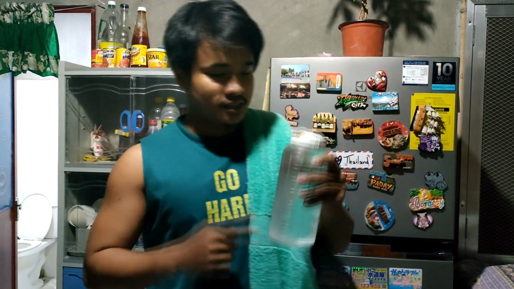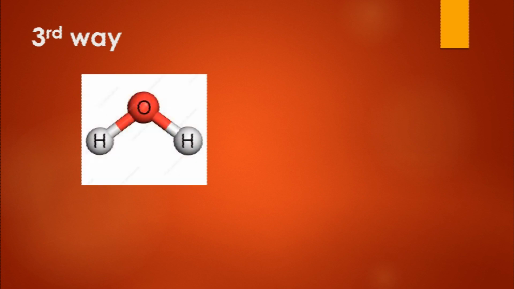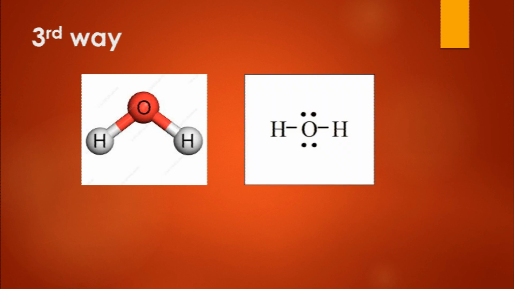And now, let's find out the polarity of the most popular molecule in the world, and that is water. Okay, let's find out. Let's determine the polarity of water using the third way. We have here the shape of the water molecule and its Lewis structure. Either of the two can be used using the third way. As we divide them into two, the structure shows symmetry. Therefore, water is nonpolar in this case.